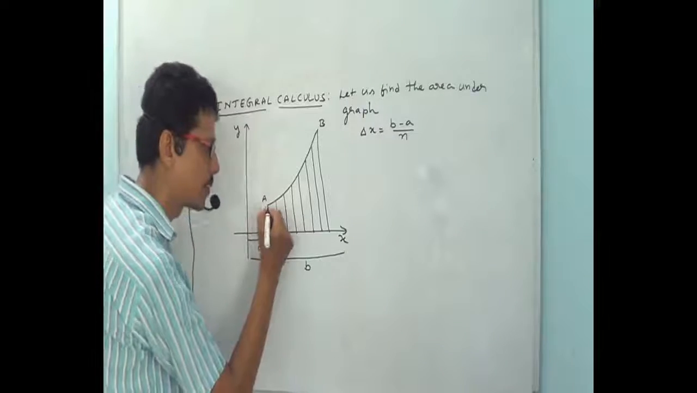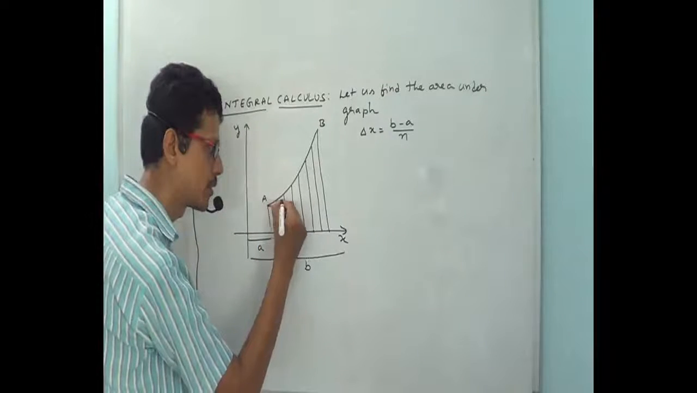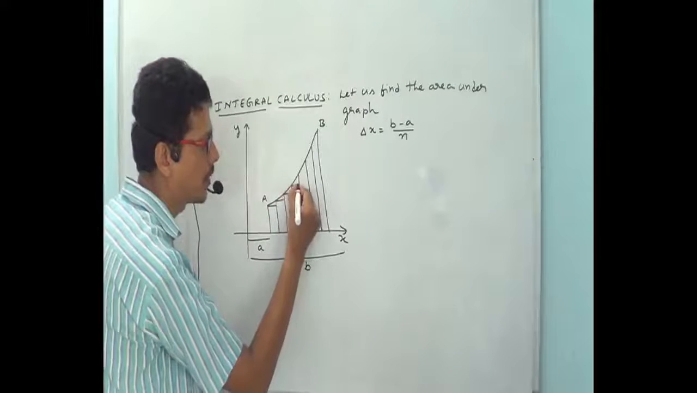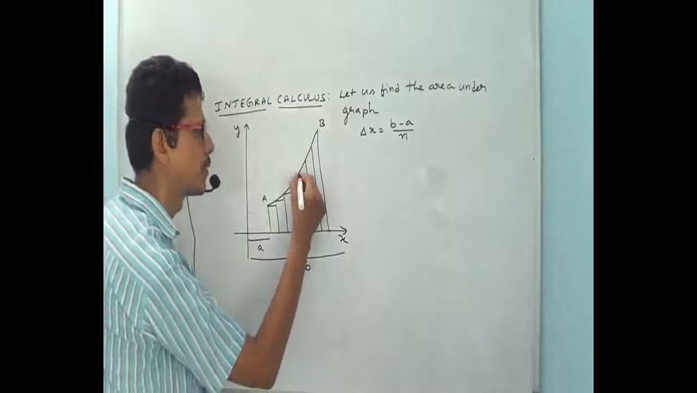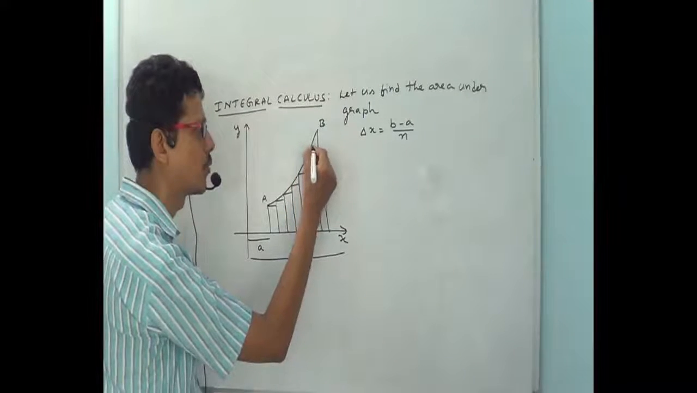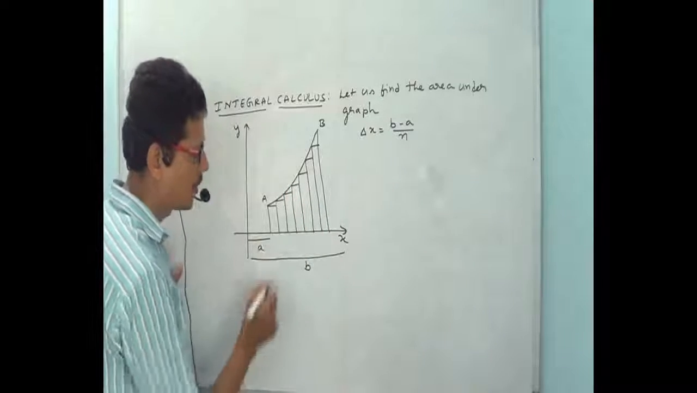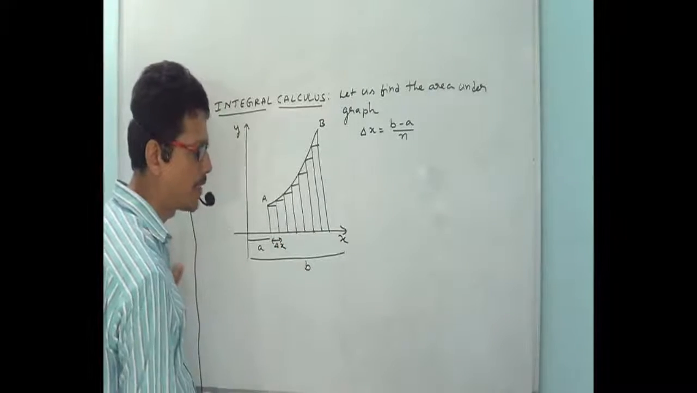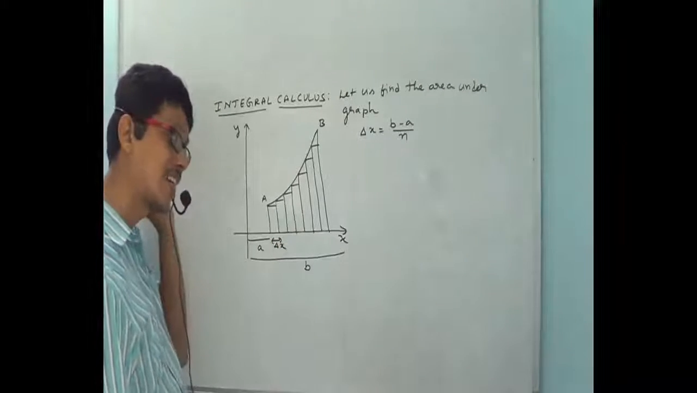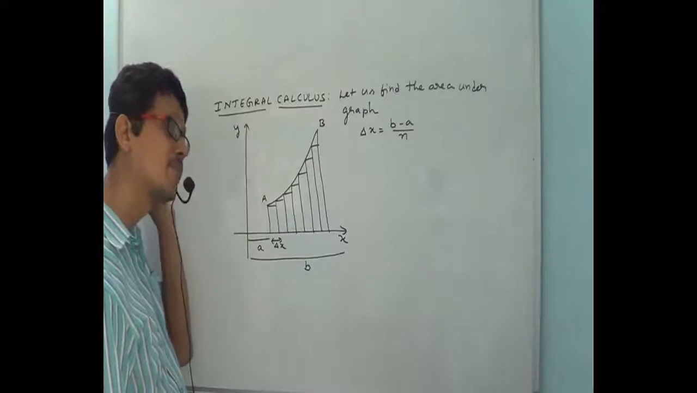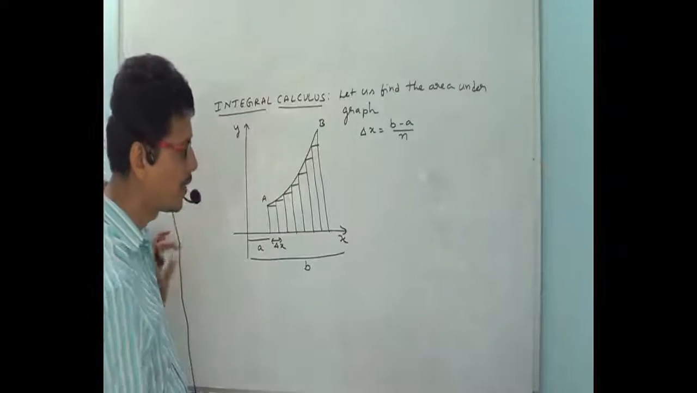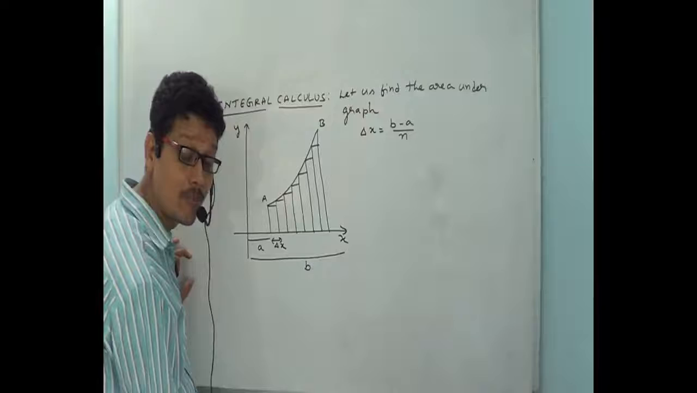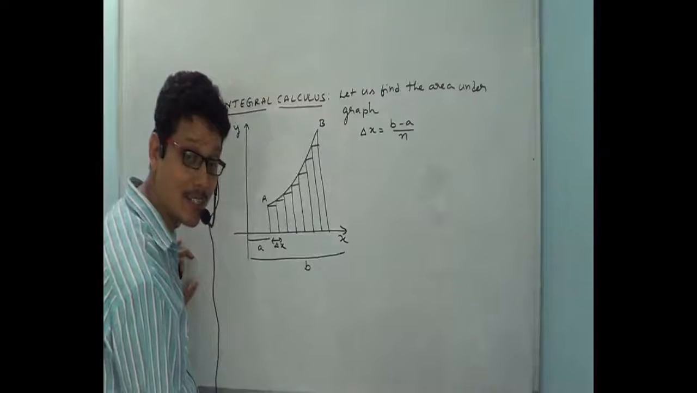And we just draw these parallel lines so that some rectangles are completed. Some rectangles you are now able to see here. The width, or breadth, of each is delta x. What is delta x? (B minus A) by n. Now I will find the area of all these rectangles.